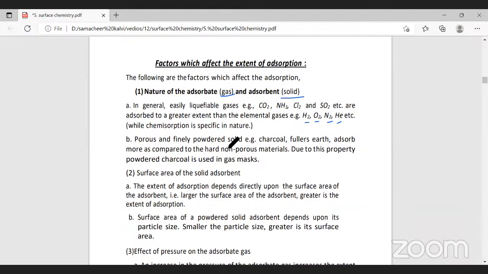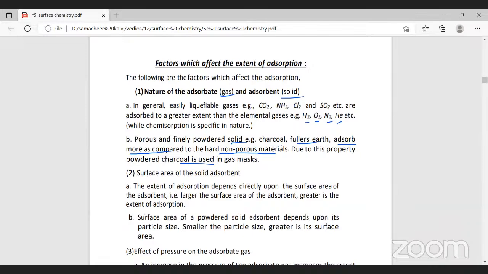Porous and finely powdered solids, like charcoal and fuller's earth, adsorb more as compared to hard non-porous material. Due to this property, powdered charcoal is used. Any finely powdered solid provides a large amount of surface area. Since they provide a large surface area, the adsorption rate is more.